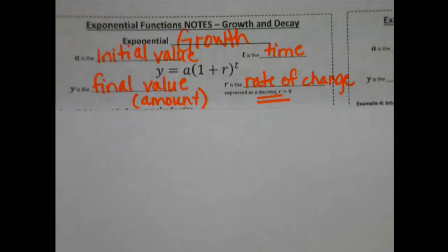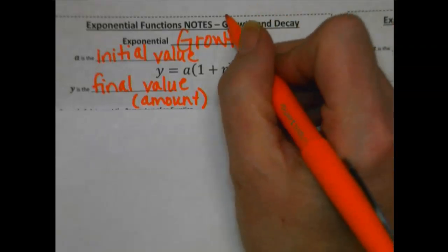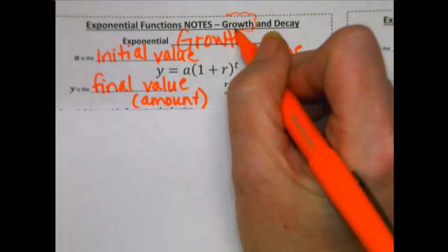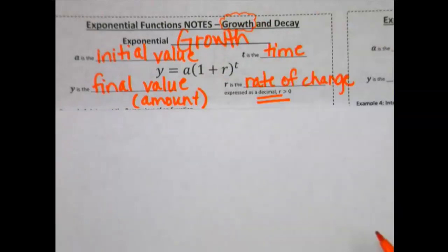Okay, you should have this blank handout in front of you. If not, go ahead and get it, or you can copy it down by hand if you don't have access to a printer. But we are doing some fill in the blank for the first time in a long time. This is on exponential functions notes. We are only focusing today on growth. The next set of notes will focus on decay.